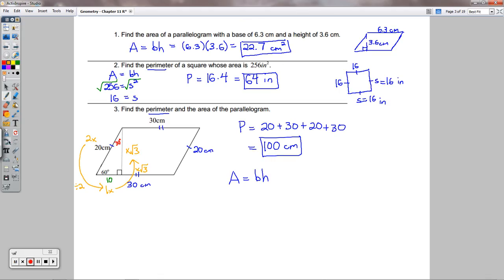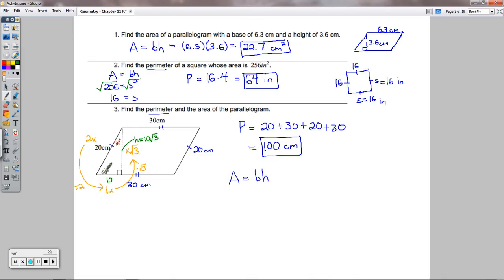So that is going to be, why don't I use a dot for the multiplication instead of an x, so times the square root of 3. And that would make that 10 times the square root of 3 right here. So the height, your h, is 10 times the square root of 3. Now you could use trigonometry to figure that out as well.